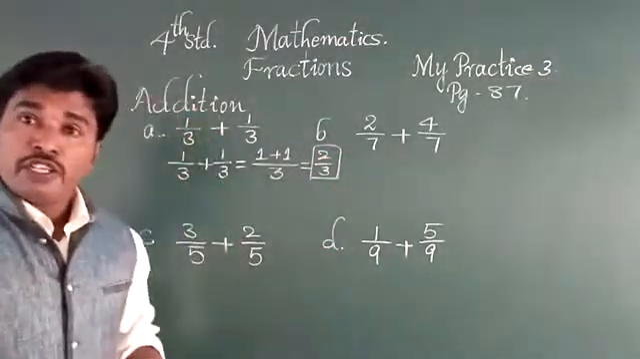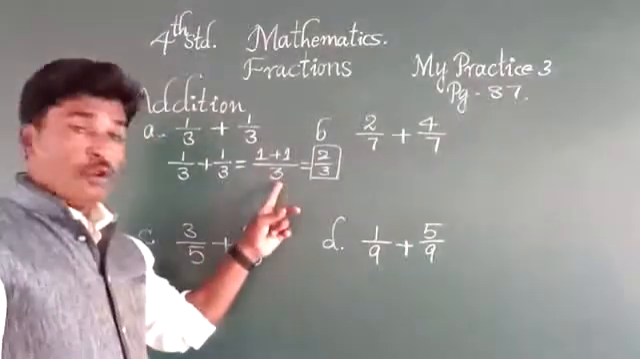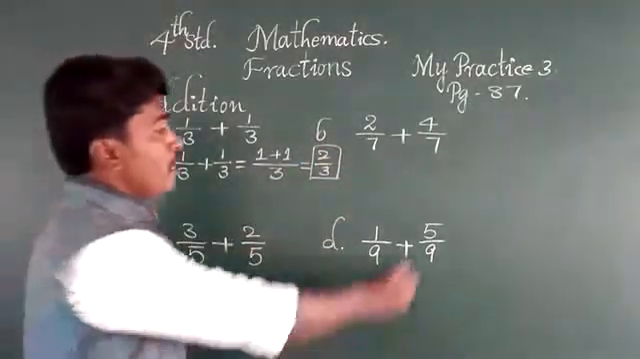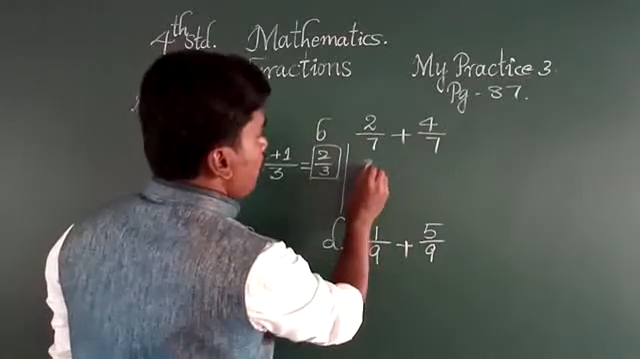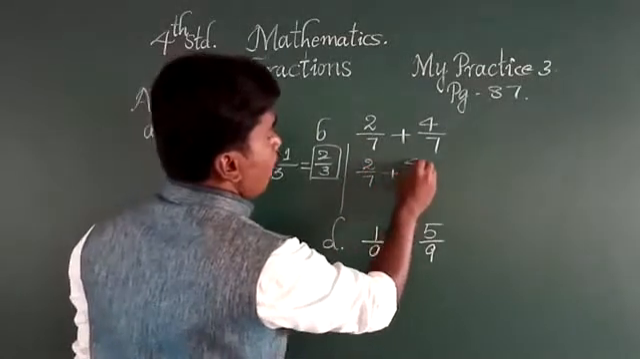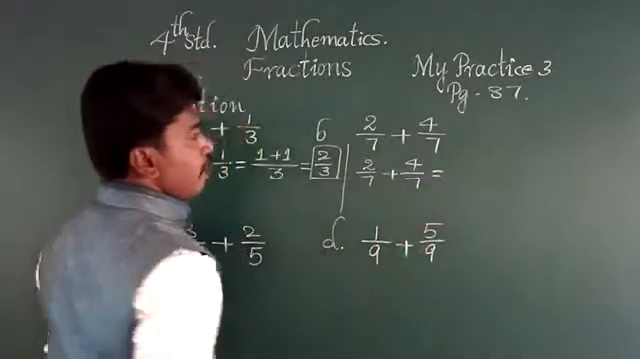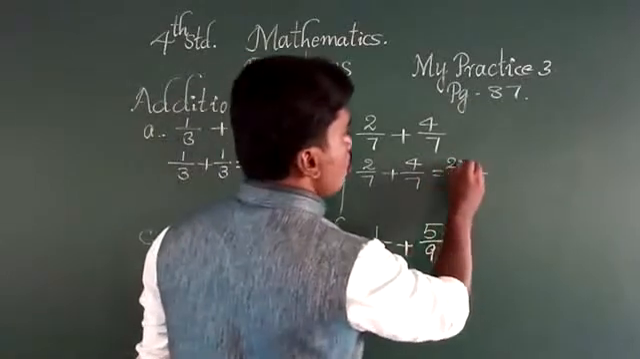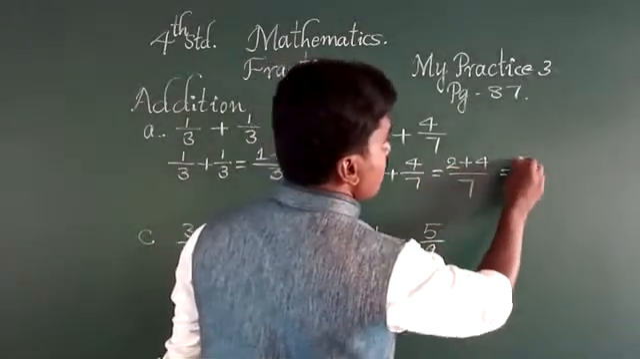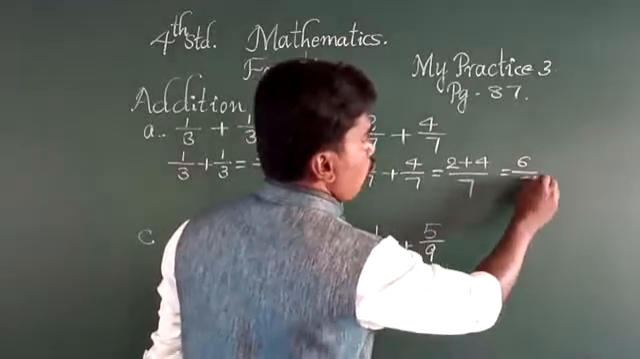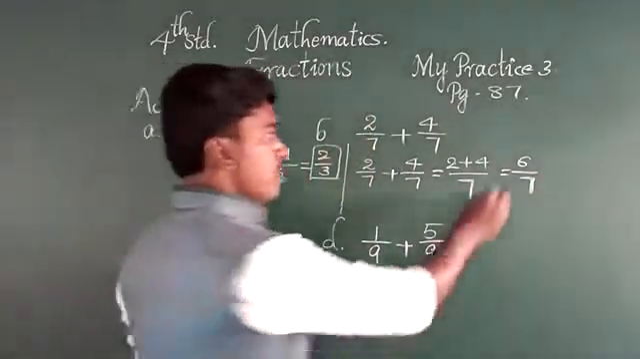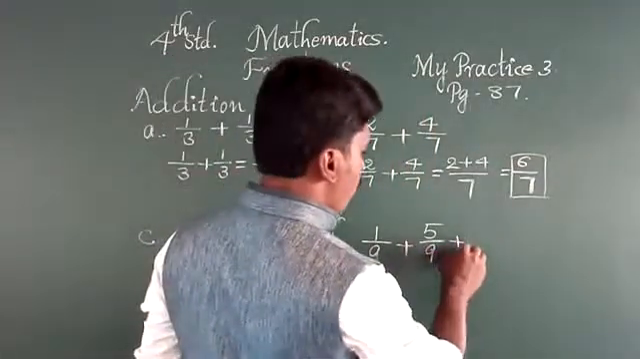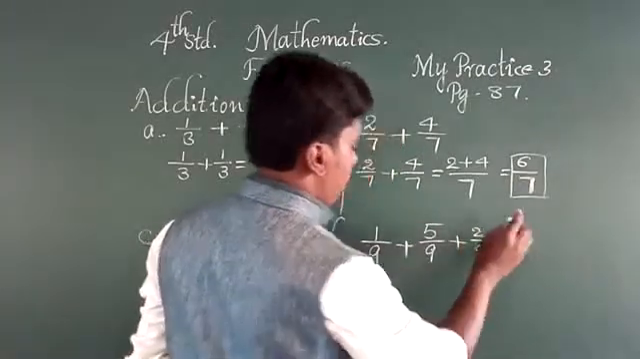So when you are adding like fractions, take the common denominator and add the numerators. In the same way, the second one also. Write it again, dear children, 2 by 7 plus 4 by 7. Here also it is like fractions. The common denominator is 7. Add the numerators, 2 plus 4 is 6. 6 by 7, 7 is the common denominator. So the answer is 6 by 7. Here I would like to take one more fraction, that is 2 by 9.